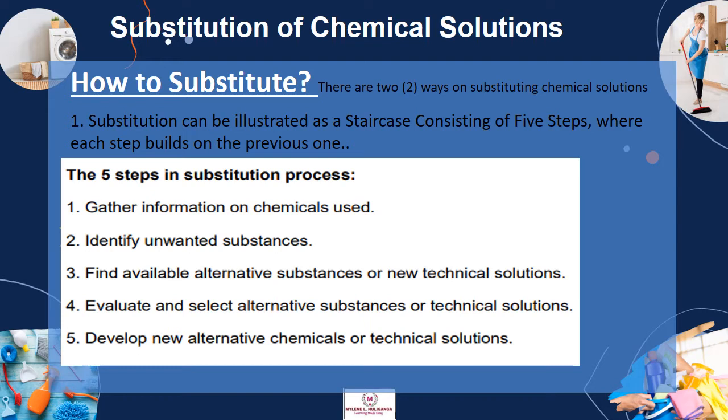Number 1, gather information on chemical use. Number 2, identify unwanted substances. Number 3, find available alternative substances or new technical solutions. Number 4, evaluate and select alternative substances or technical solutions. And number 5, develop new alternative chemicals or technical solutions.